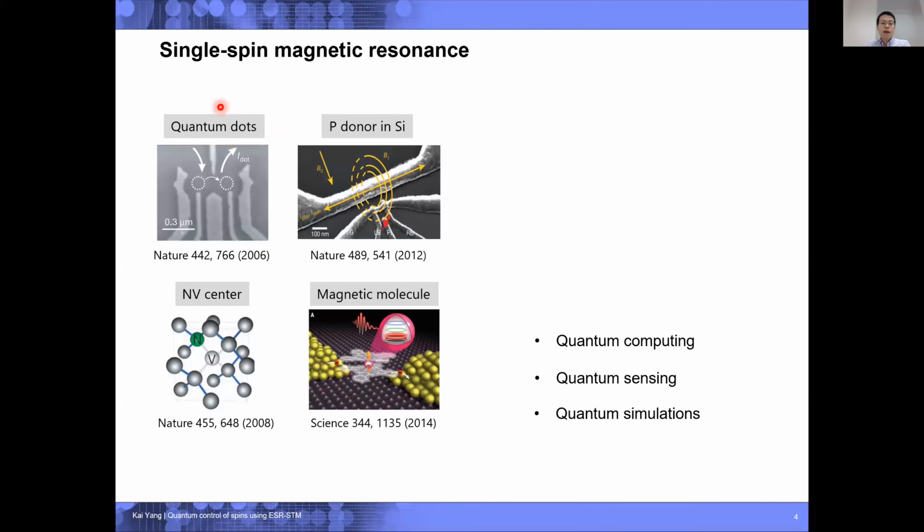So this is why over the last 2 decades, there's been a lot of effort into realizing single spin magnetic resonance. So this is also very important in the context of quantum computing, because it can allow us to have a single spin qubit.